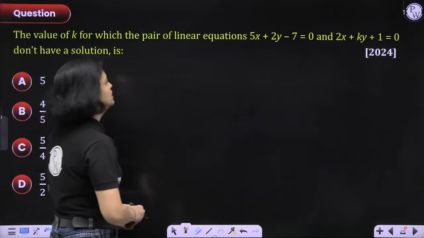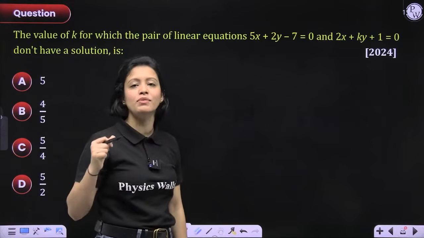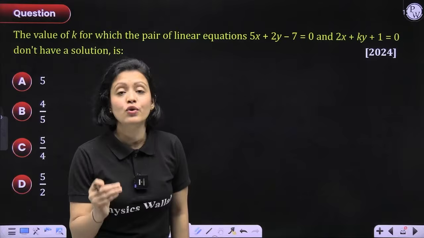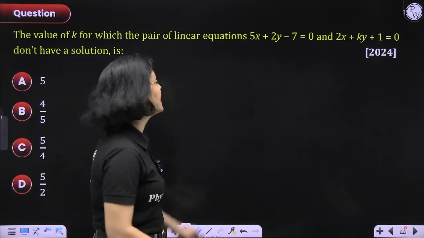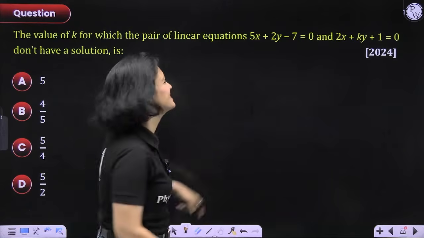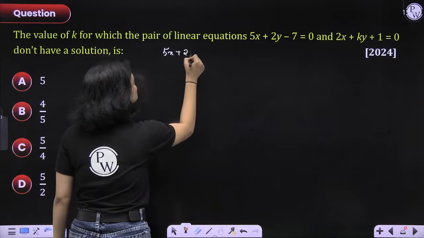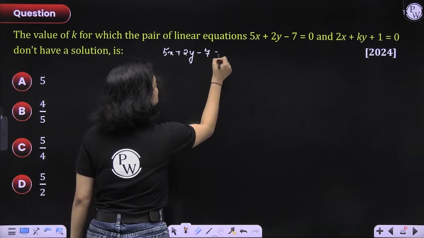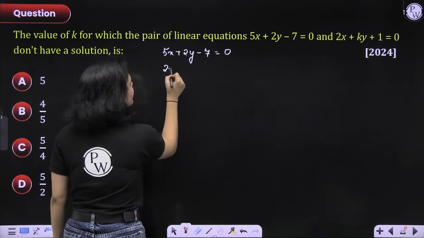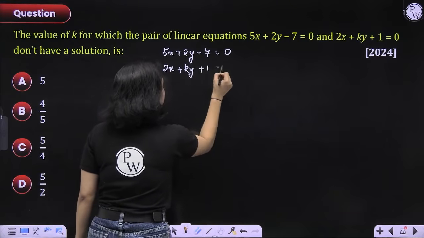Now, first of all, always when you are doing such problems, convert both the equations into standard form. Here, good for us, the equations are already in standard form. So I'll write the equations. 5x plus 2y minus 7 is equal to 0. 2x plus ky plus 1 is equal to 0.